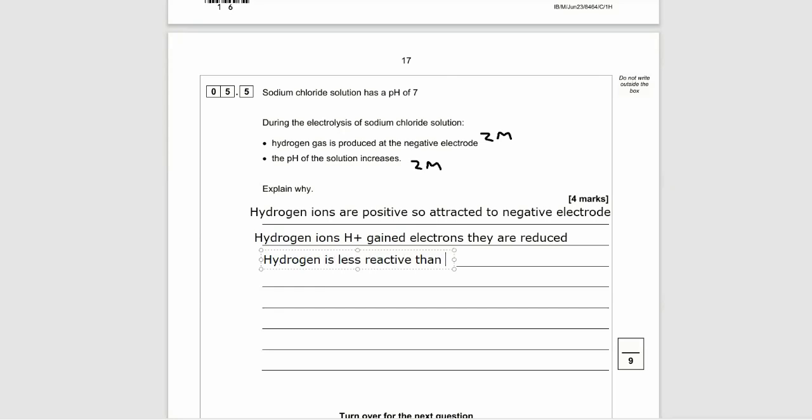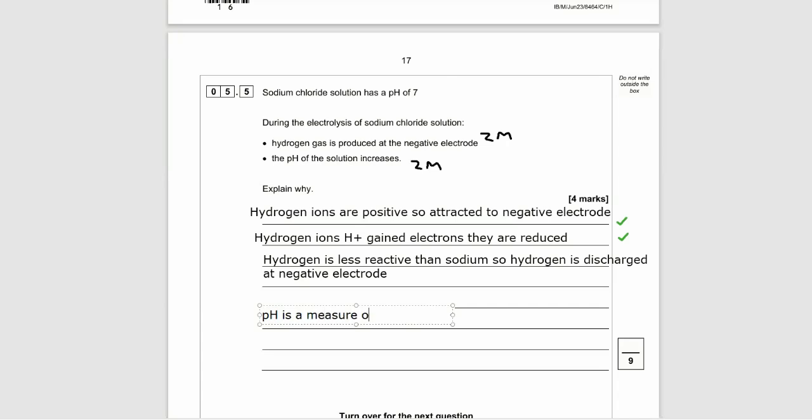We can also say, why does hydrogen come off and not sodium? Because it's sodium chloride solution, so there's two positive ions in there. Well, hydrogen is less reactive than sodium, and it's the less reactive positive ion that comes off in a solution. So if there's a more reactive metal than hydrogen, hydrogen will always come off. The only time hydrogen doesn't come off in a solution is if you have copper or silver or a less reactive metal than hydrogen.